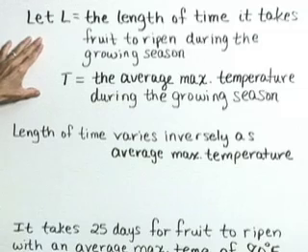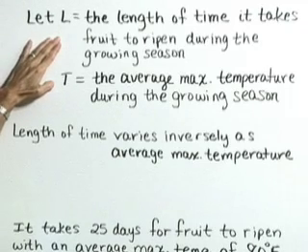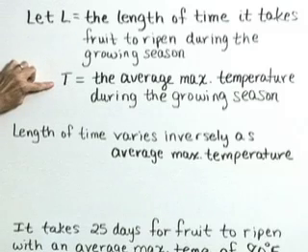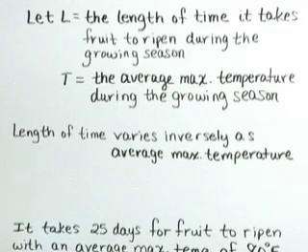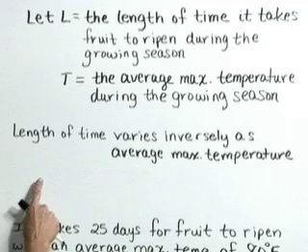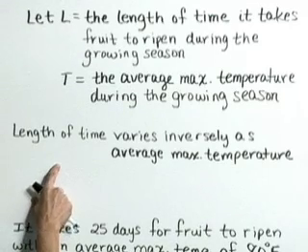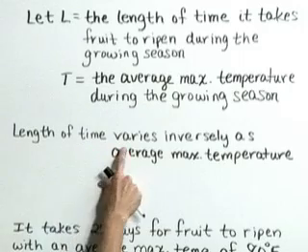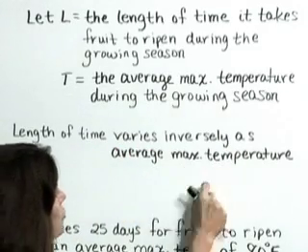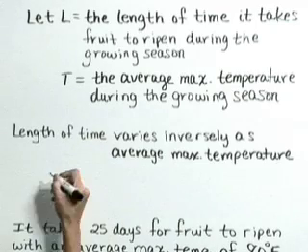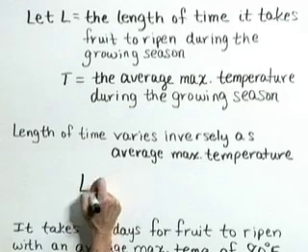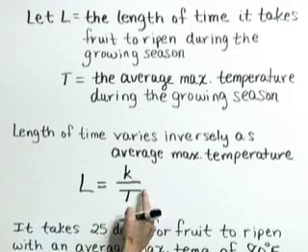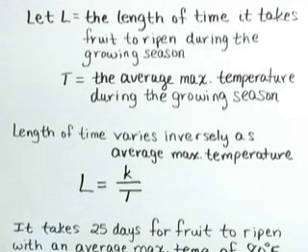So, I've defined some variables here. I'm going to let L represent the length of time it takes fruit to ripen during the growing season, and I'm going to let T represent the average maximum temperature during the growing season. Now, we're told initially that there's a relationship between these two, and that the length of time, L, varies inversely as the average maximum temperature. So we would correspondingly write L is equal to some constant K over T to represent this inverse relationship.